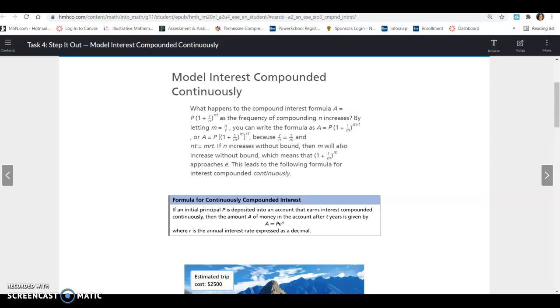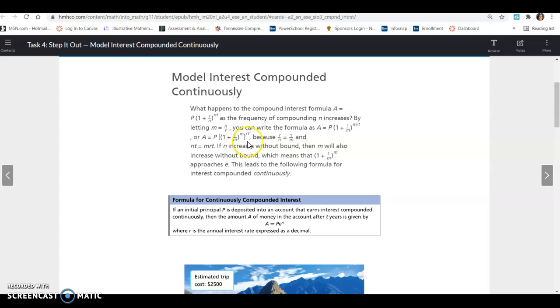Lesson 8.3, task 4. Model interest compounded continuously. What happens to the compound interest formula A equals P times 1 plus r over n raised to the nt as the frequency of compounding n increases? By letting m equal n over r, you can write the formula as, I'm not going to read that, but it's right here. Okay, so they've just added another variable to the formula.